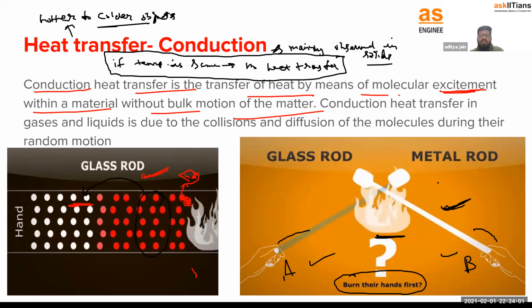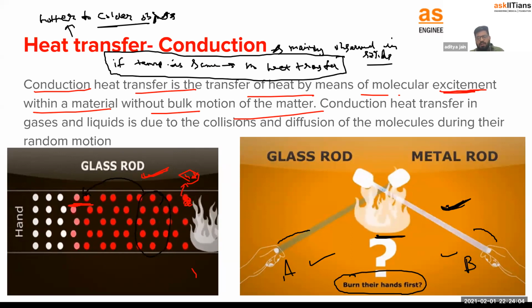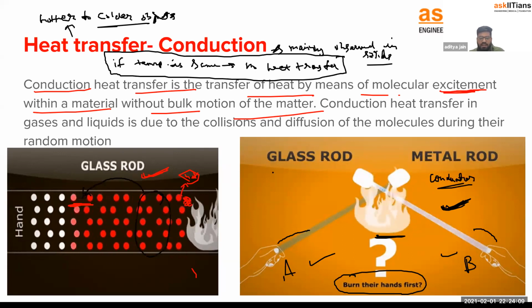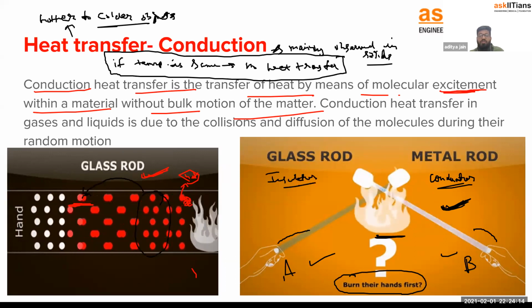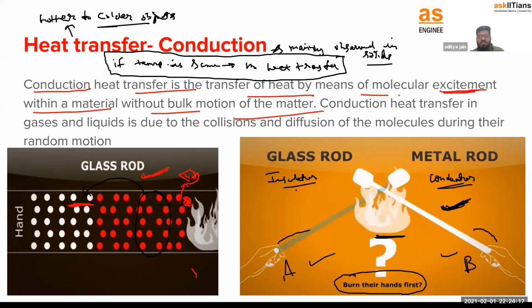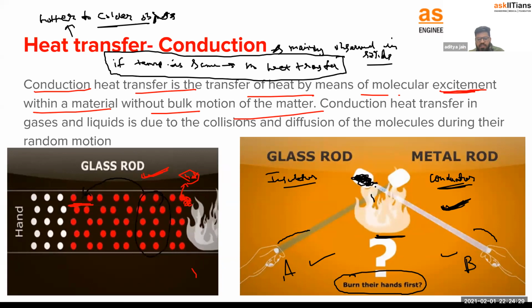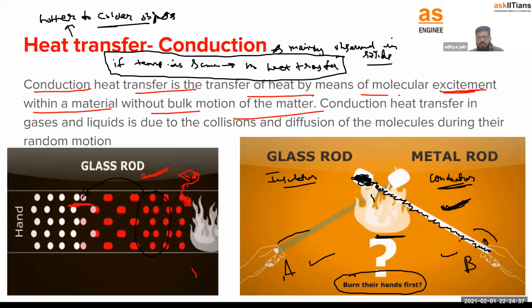The reason B will burn their hand first is that metal is a conductor and glass rod is an insulator. If you remember, insulators are those that do not allow heat to pass through them easily, and conductors are materials that easily allow the transfer of heat through them. Whenever this metal rod is placed above the flame, this part gets heated, and due to conduction the heat transfers from this end to this end easily. As soon as the heat reaches this end, this person will burn their hand first.